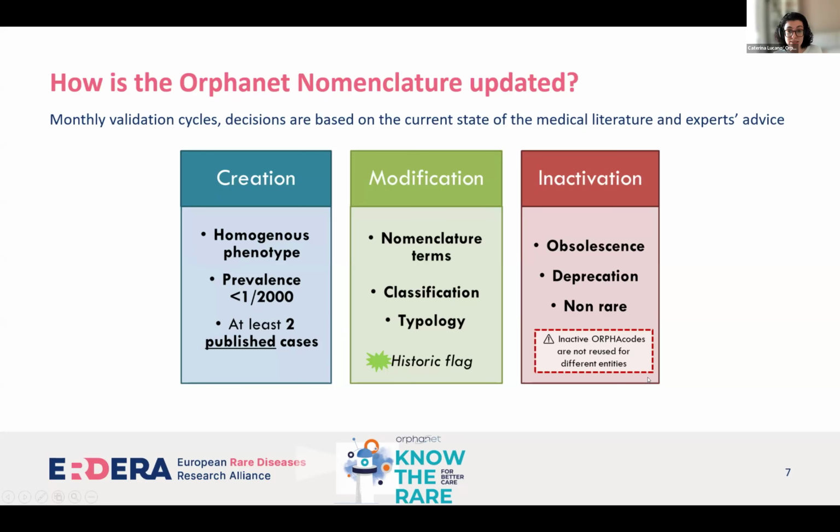They can be reused for the same entities. What do I mean? A disease that was flagged non-rare at a certain point, and then another paper comes out, and the disease is actually rare, so we can reactivate the same code. However, we never reuse ORPHA codes for different entities. And for each and every disease obsoleted and deprecated, we always give a reference code to be used instead of the code that was obsoleted or deprecated. This is in order to transcode patients that were already coded with that code while doing, for example, epidemiological analysis.